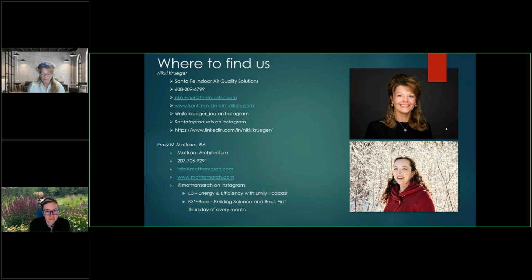Making sure that we're getting longer run times, so not oversizing, because that allows us to run for a longer period, and hopefully we have a tighter envelope, and it allows the unit to shut off for a longer period and be able to dry. With ERVs, the number one thing is filters.